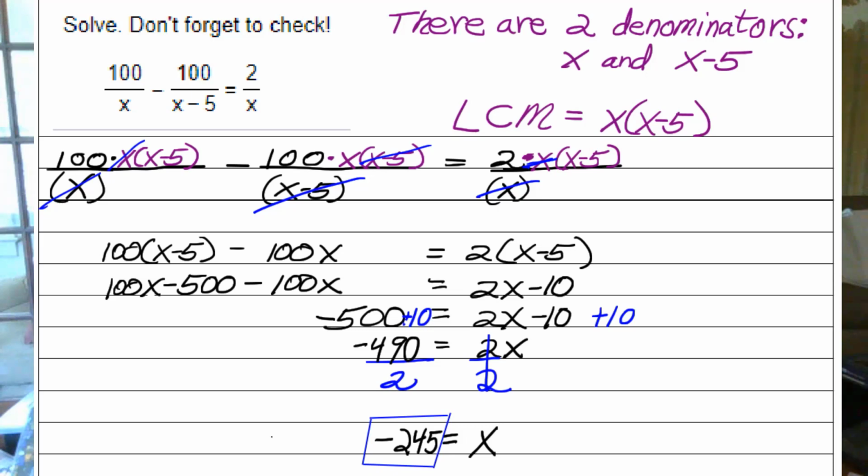When I distribute 100 times x, 100 times minus 5, I'll have 100x minus 500 minus 100x equals 2x minus 10. Over here, 100x minus 100x equals 0. So that leaves me with minus 500 equals 2x minus 10. And then to get my constant terms together, I will add 10 to both sides of the equation. Negative 500 plus 10 is negative 490. Meanwhile, negative 10 plus 10 is 0, so I'm left with 2x over here. Negative 490 equals 2x. I divide by 2, and my answer is 245.